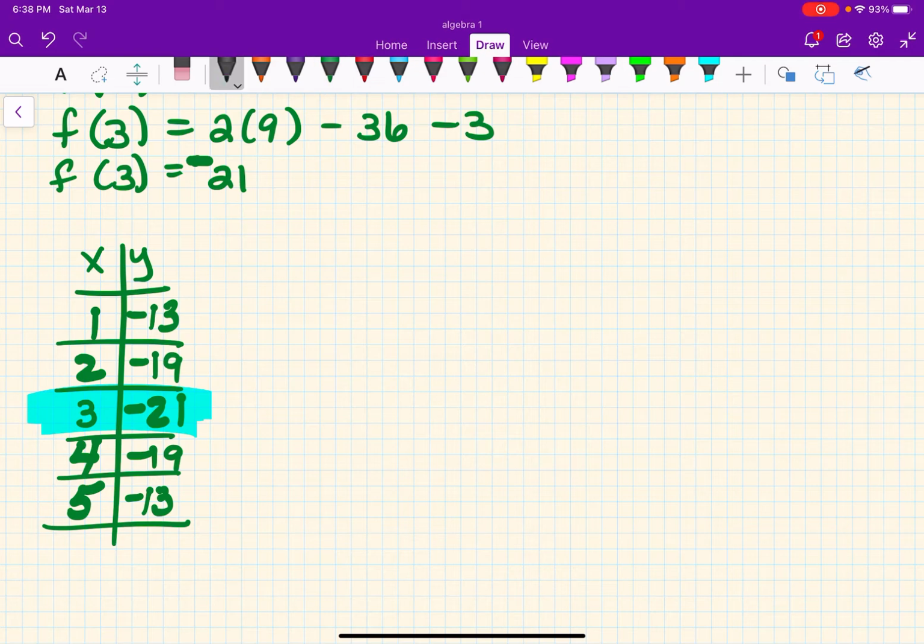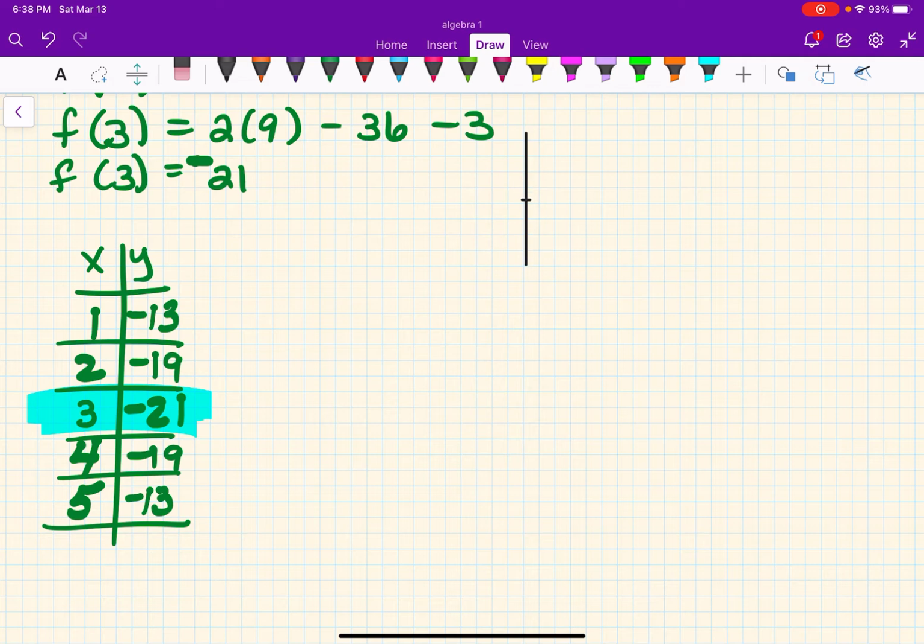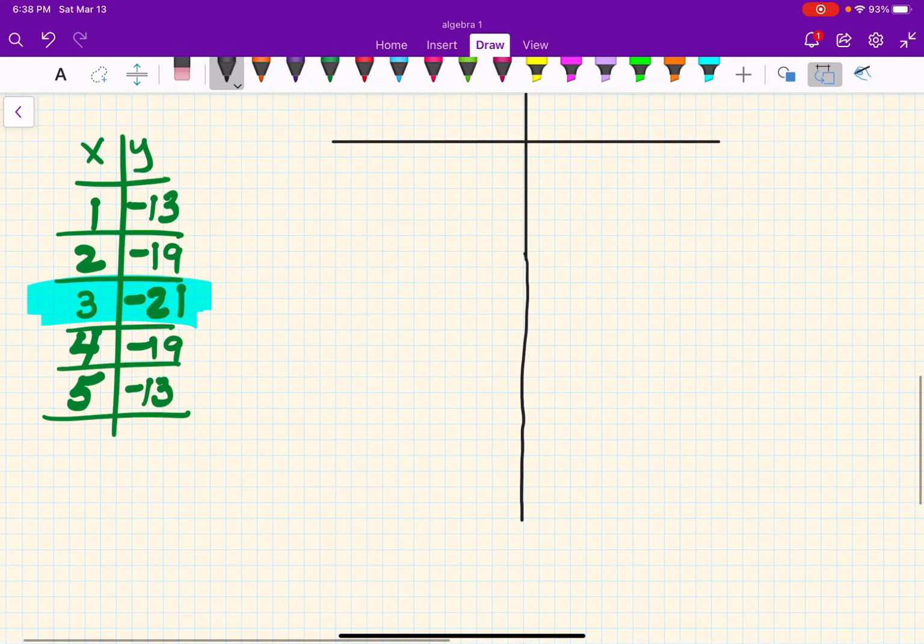Now this is way down in the negatives, so let me make my axis extra long. I don't know how to make that extra long. No, I want this to be extra long. So let's see if I can make a line. I don't know, I've never done this, so let's try. I want to extend this. No, it didn't make it straight, but that's okay.